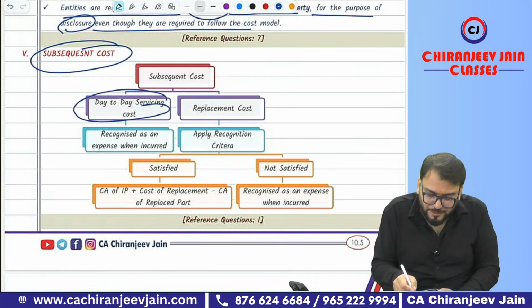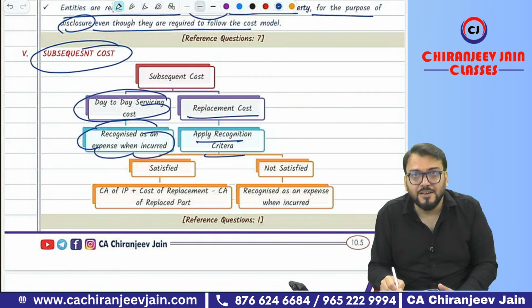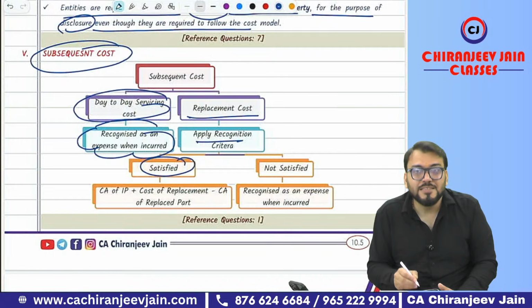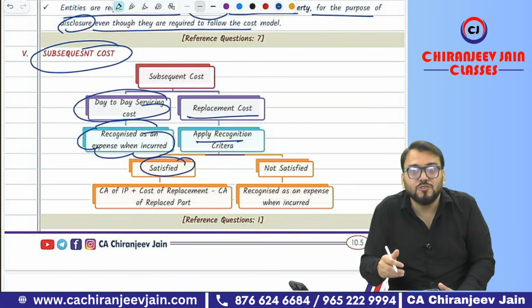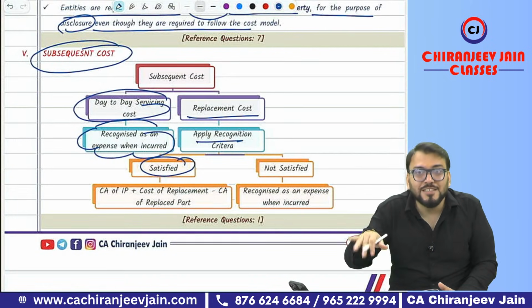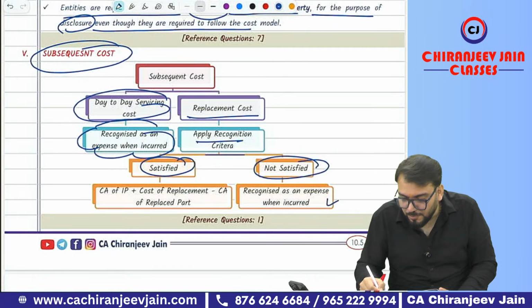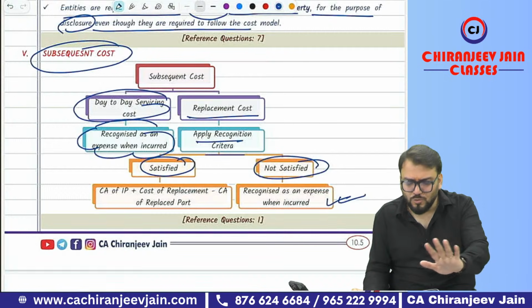Then subsequent cost, I think nothing to explain. Day-to-day servicing cost will be charged to the P&L account as an expense. For any replacement cost, apply the recognition criteria. If satisfied, then it will be capitalized: carrying amount of the investment property plus cost of replacement minus carrying amount of the part replaced, as we have done under Ind AS 16. If not satisfied, it will be charged to P&L as an expense.